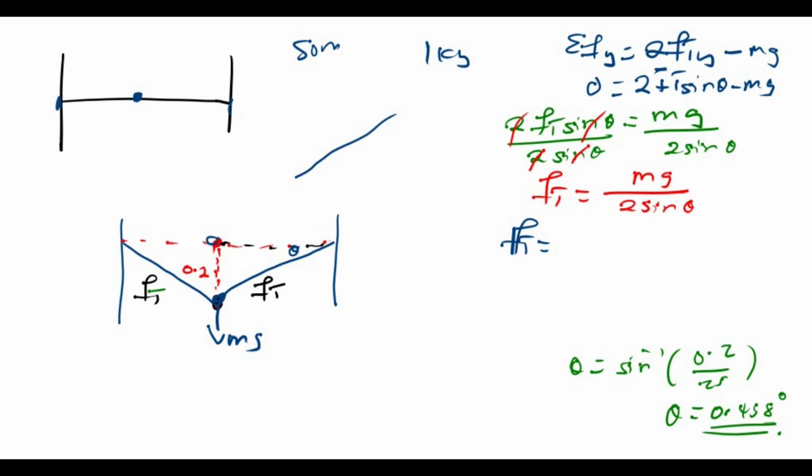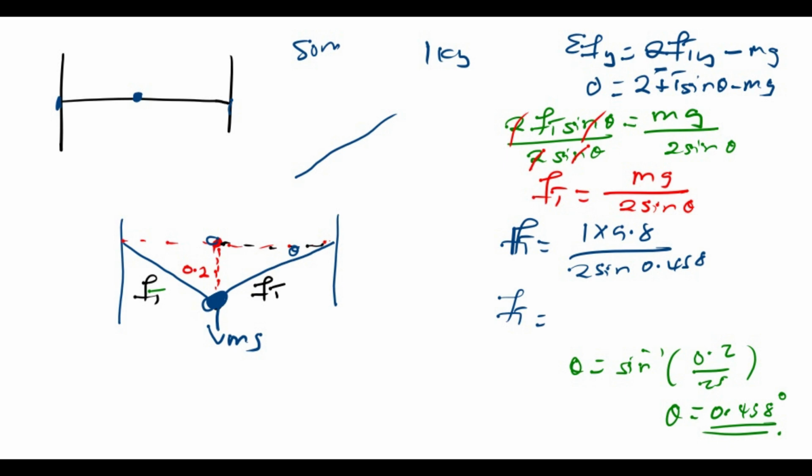So we're ignoring the weight of the wire. That's why we're not considering it. We're just considering the weight of the bed. So m is 1 kg times 9.8 divided by 2 sine 0.458. So F_T will be equal to 1 times 9.8, which is just 9.8, divided, open brackets, 2 sine 0.458, close the brackets.